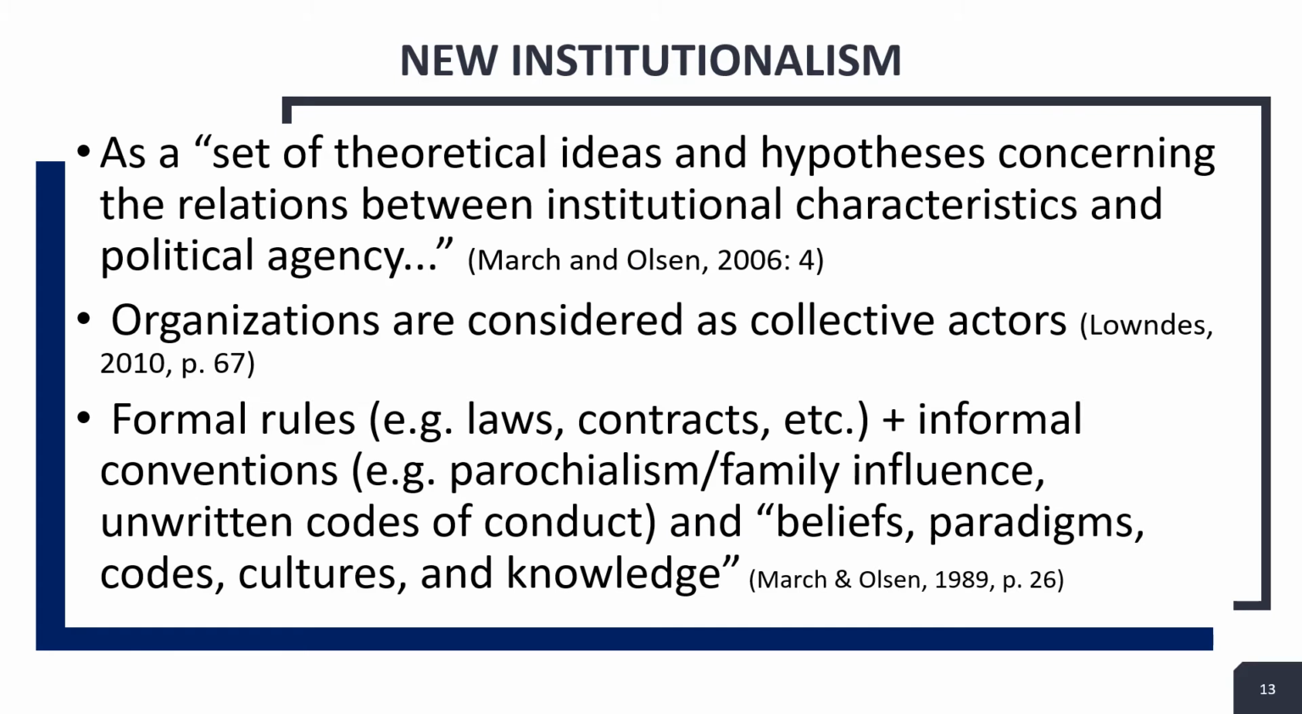So if that is the definition of institutions, what then is new institutionalism? So first, it is a set of theoretical ideas and hypotheses concerning the relations between institutional characteristics and political agency, performance, and change. It is an approach in understanding political phenomena. That's why we're studying it. It discusses the characteristics of political institutions in terms of formal and informal rules and standard operating procedures. As a discussion of agency, it talks about the people that reinforce the rules and standard operating procedures inside institutionalism.